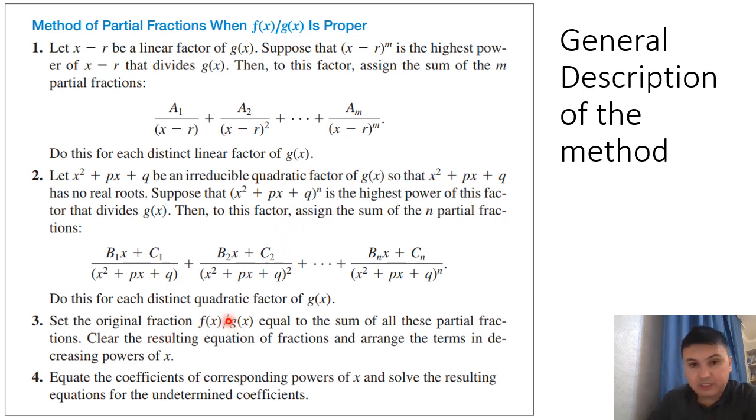So then you go ahead and write f of x over g of x as a sum of all these factors, and then do the integration techniques that you learned so far to integrate these terms. Before you integrate, clearly you need to find out a1, a2, am, b1, c1, b2, c2, up to bn, cn, etc.